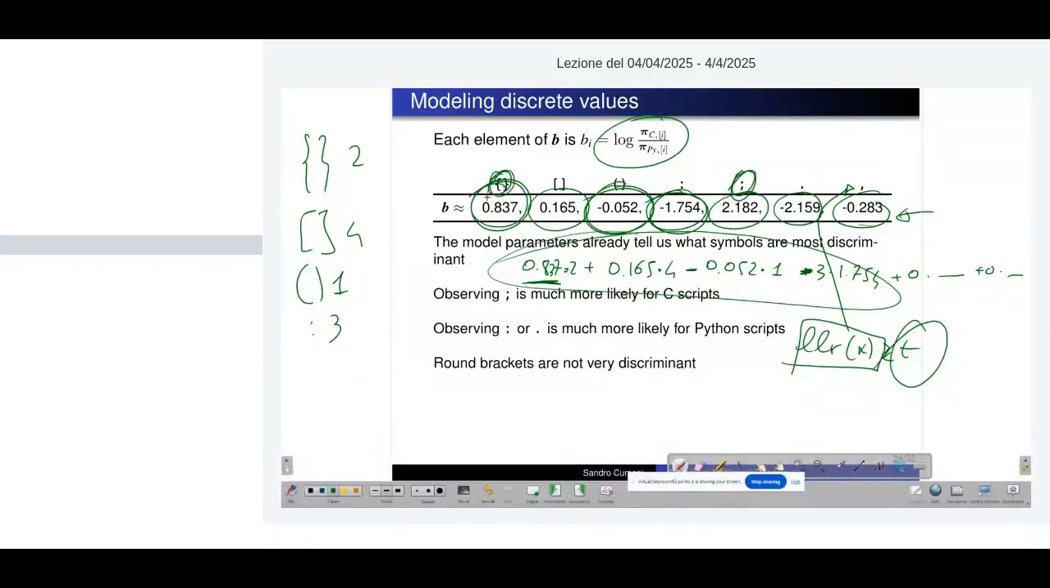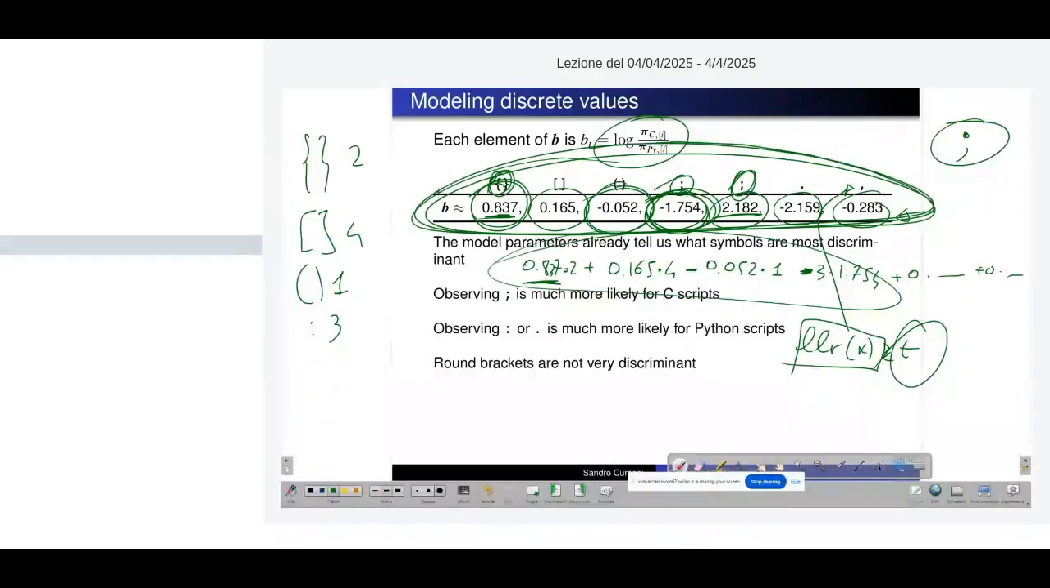Whenever we see one character of this kind, that is strong evidence for the curly brackets towards the C class. For the semicolon, even higher towards the C class. If we see one semicolon, this is strong evidence towards C. Python doesn't really use semicolons a lot, so the evidence is strong with respect to the C class. If we have colons, the evidence is strong towards the Python class. Colon in C is much less used. So if we see a colon, there is a strong support towards the fact that this may be a Python script.